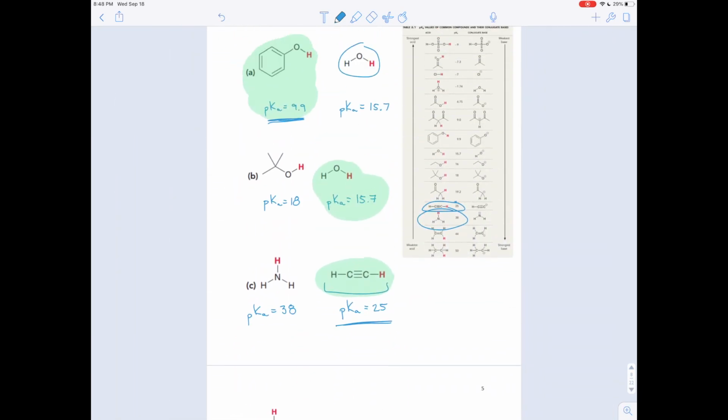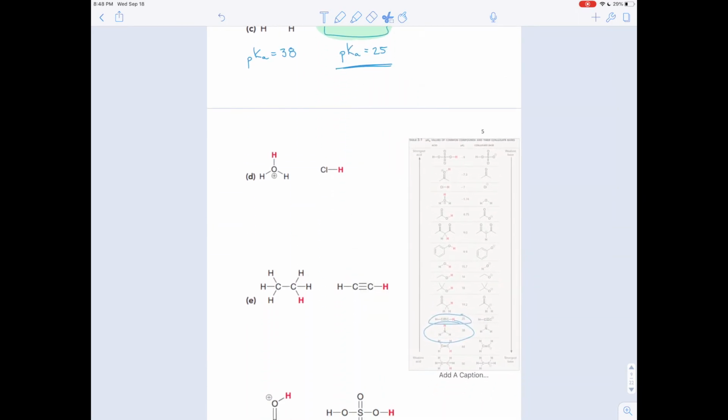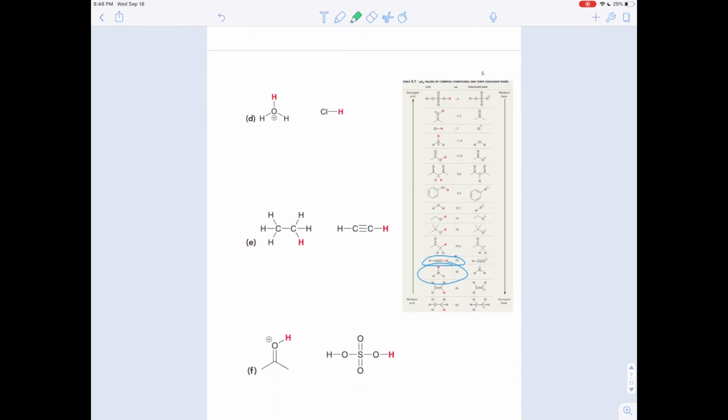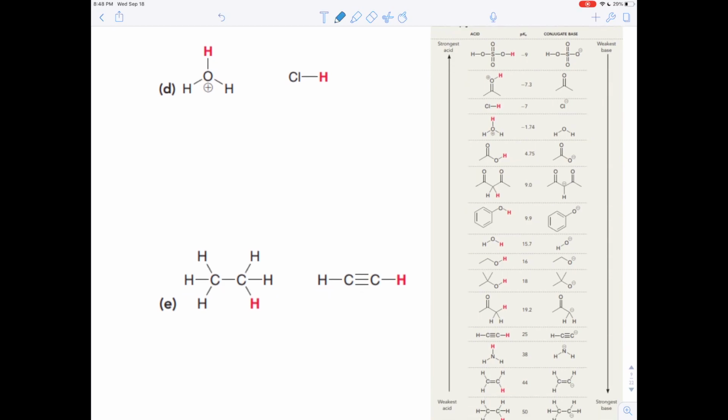We can go through that same procedure with these next ones. We're just looking for pKa's. Whichever one has the smaller pKa is the stronger acid. So H3O plus, we would see that right here. It has a pKa of negative 1.74. HCl has a pKa of negative 7. The stronger acid is HCl. It has the lower, the more negative pKa.